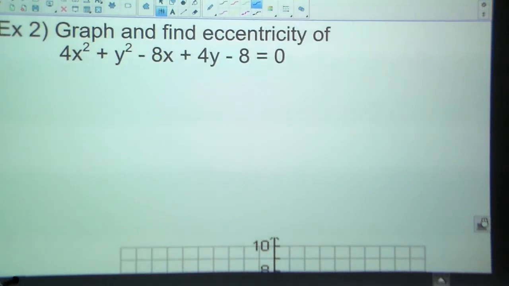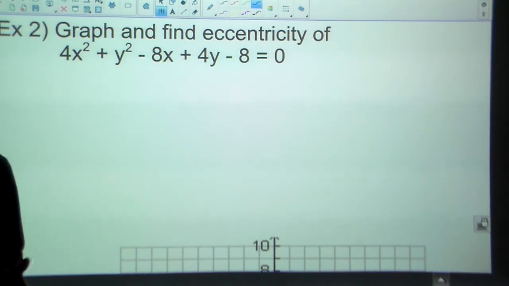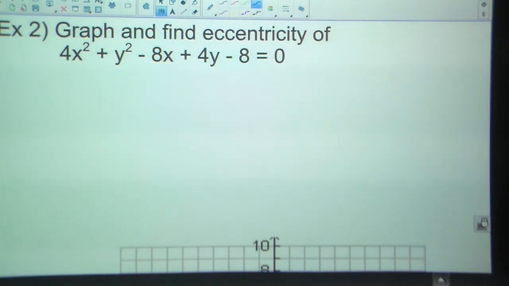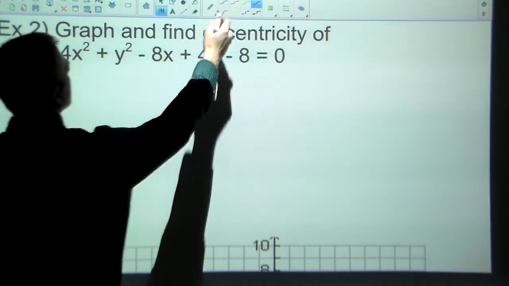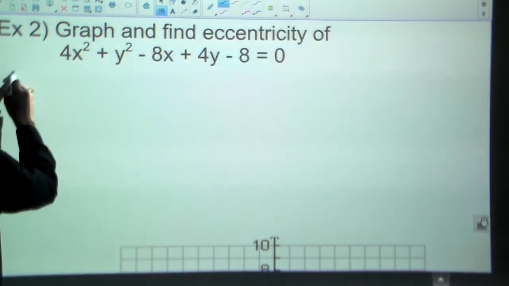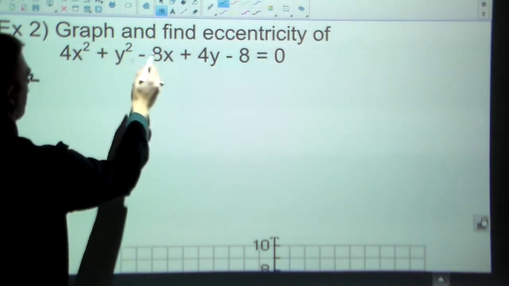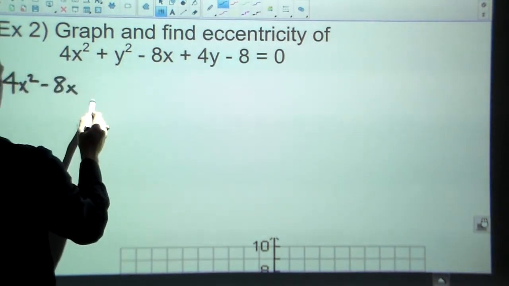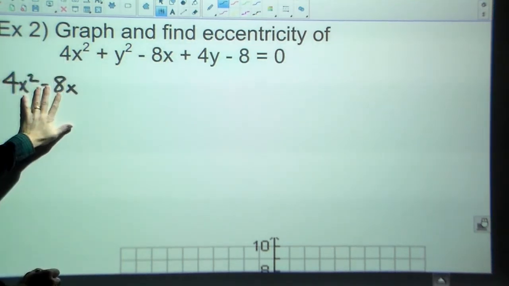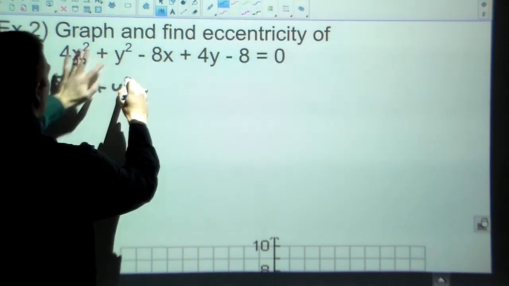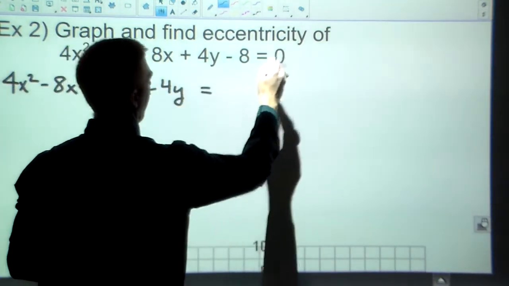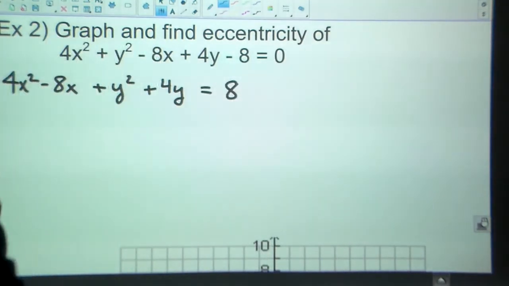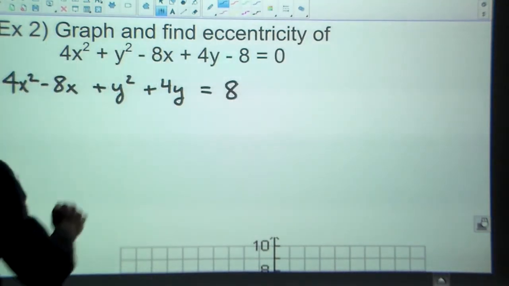So this will be a sort of final example that wraps everything up. Given your equation, we're going to graph it, we're going to find the eccentricity, and we're going to have to complete the square to get there. So this kind of completes all the skills you're going to need for this section. All right, well first up, I want to group my x's together. So 4x squared minus 8x. For now, I'm going to just leave those like they are. Next is y squared plus 4y. And I'm going to add 8 to both sides so it's out of the way there. So there's all my terms. Everything's good. These are grouped.